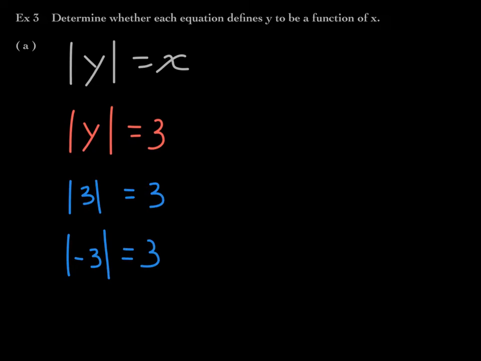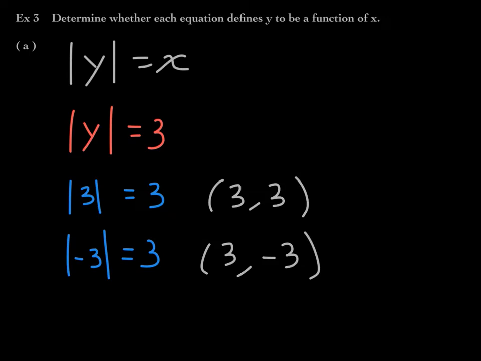Remember, this is your x value right here, right? On the right side of the equation is your x value. And inside of the absolute value bars is your y value. So then these are y values. So do you see the ordered pairs here? One ordered pair is 3, 3, and the other one is 3, negative 3.